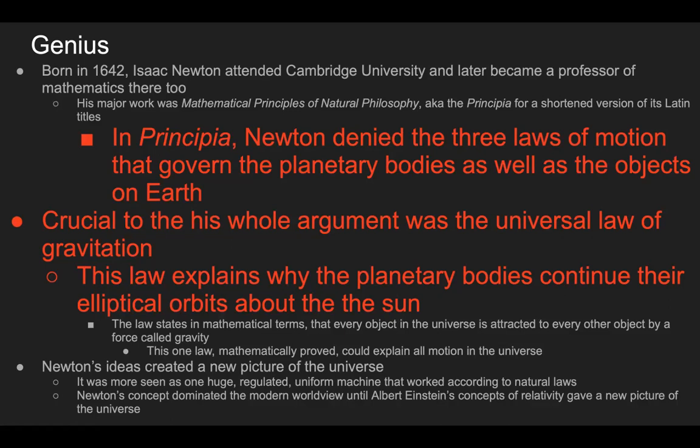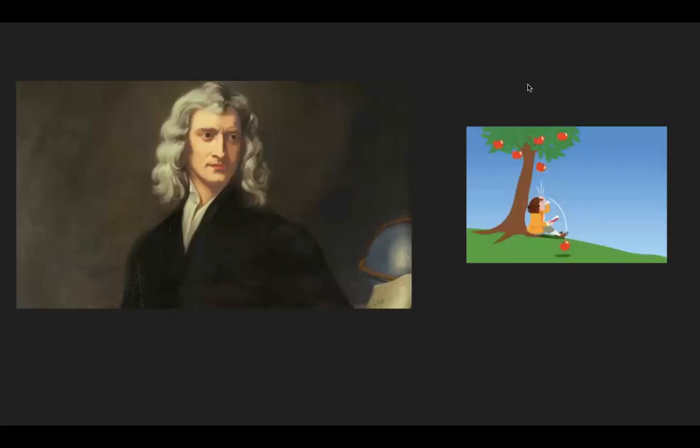This law explains why planetary bodies continue their elliptical orbits around the sun. The law states in mathematical terms that every object in the universe is attracted to every other object by a force called gravity. This one law, mathematically proved, could explain all motion in the universe. Newton's ideas created a new picture of the universe. It was more seen as one huge, regulated, uniform machine that worked according to natural laws. Newton's concept dominated the modern worldview until Albert Einstein's concepts of relativity gave a new picture of the universe. That's Isaac Newton. And if you can think of gravity, think of when apples fall from a tree.